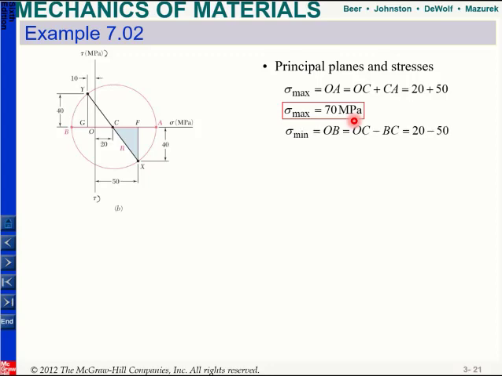And then if you want to find your minimum, it's equal to my average minus R, which is 20 minus 50, and it's minus 30. Or graphically, if you want to find your B, my B is equal to OC, which is my average, minus BC, which is my R. All right. And then I also need to find my angle.